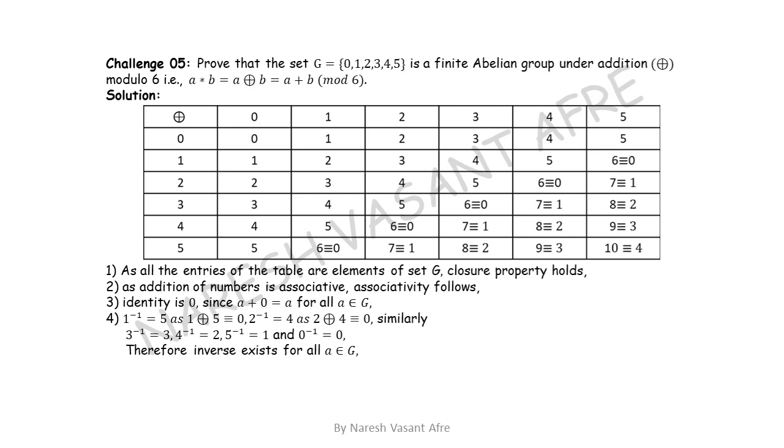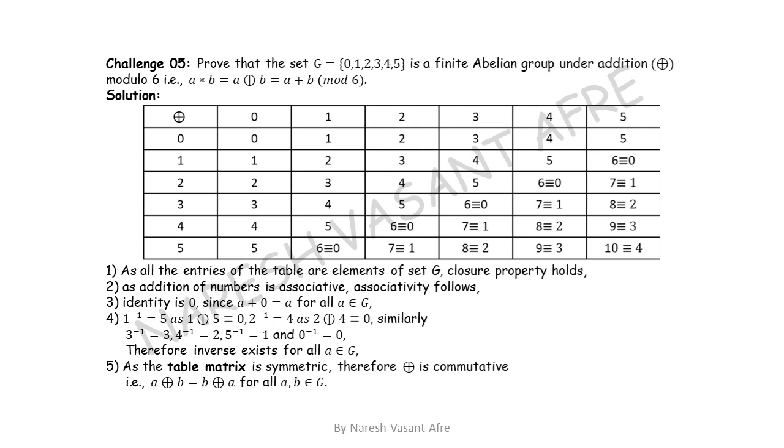Also note that the table matrix is symmetric, so we can conclude that this G comma star is commutative. Hence we can say that G comma star is an abelian group.